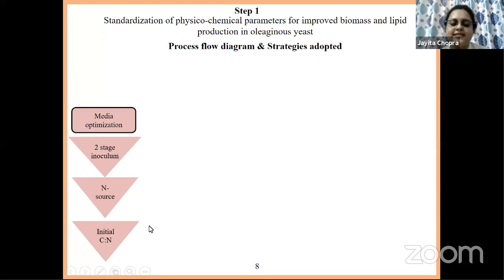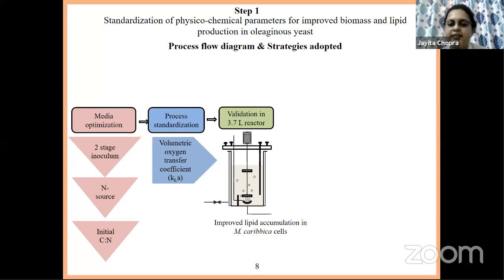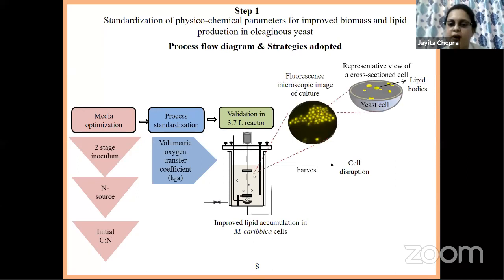For yeast, it is well known in the literature that nitrogen limitation enhances lipid accumulation. That's why we have chosen this as a parameter. Next is the process standardization, where the volumetric oxygen transfer rate, assessed in terms of KLa, was measured. Then all the optimal conditions were validated in the reactor, the biomass was harvested, and we obtained this biodiesel after trans-esterification.